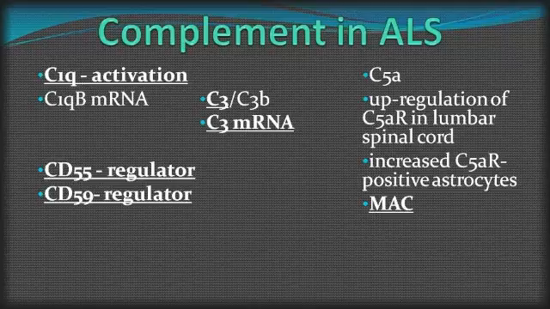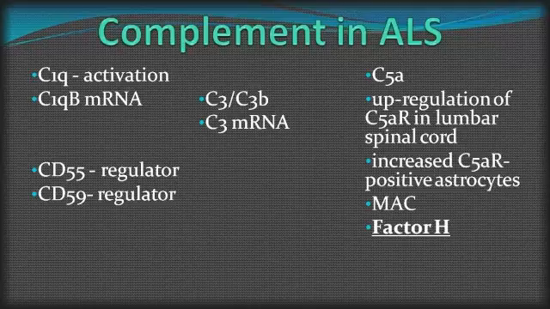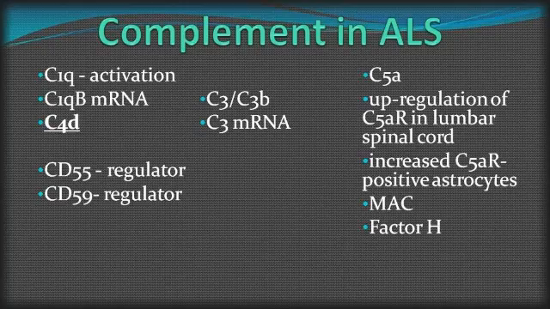It found a couple of regulators in complement, the CD55 and the CD59. And it found C3 mRNA. Okay, so this next study looked at a biomarker 4411, and that biomarker tested for a fragment of factor H, and it found increased factor H in ALS. This next study measured for complement component CD4 and found an increase in the cerebrospinal fluid in ALS patients.